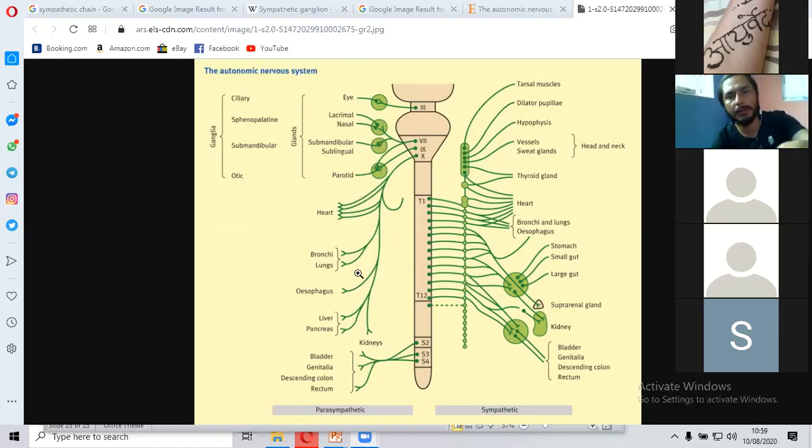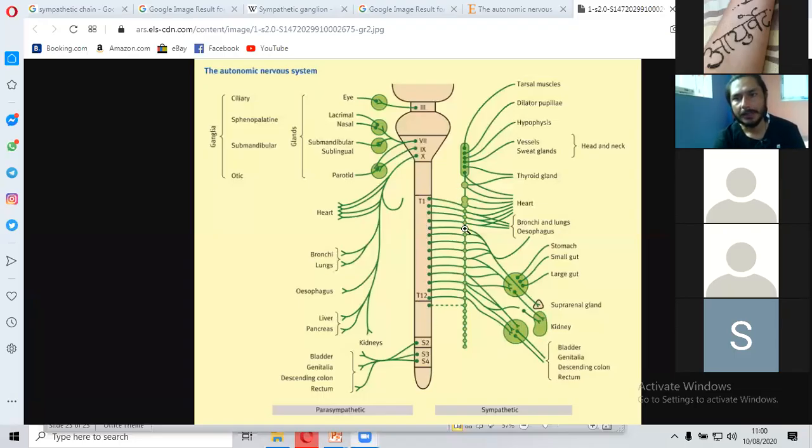Okay, this is the parasympathetic. One half they have given as parasympathetic, one half as sympathetic. But this will be on this side and also on this side, on both sides. So this is the chain, the sympathetic chain. It will be on the right side and the left side. It is formed by the outflowing sympathetic fibers from the T1 to L2 spinal segments.